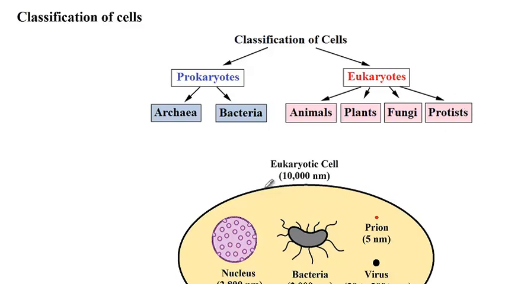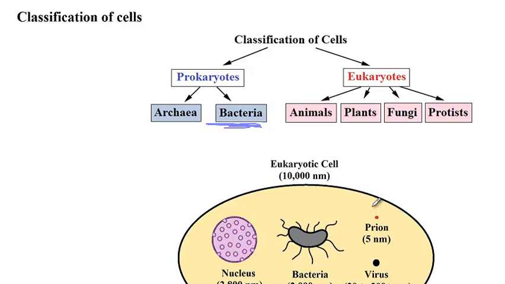So here you can see that the size of a typical eukaryotic cell is about 10,000 nanometers. The nucleus of a eukaryotic cell is about 2,000 to 3,000 nanometers. And then a bacterium, which is a prokaryotic cell, is about 2,000 nanometers. So bacteria are much smaller than eukaryotic cells. And then comparing the size of bacteria and eukaryotic cells to viruses, you can see that viruses are much smaller, and then prions are even smaller.